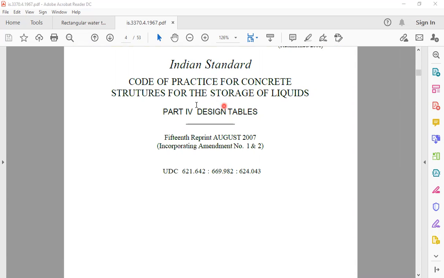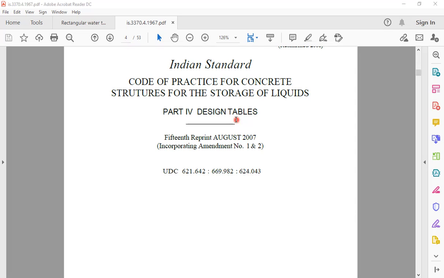You may see, I mentioned here the Indian Standard code of practice for concrete structures for the storage of liquids, part 4. Here they have mentioned it as design tables. So this codebook contains design tables which will be used by designers for various constraints, like whether it is circular or rectangular. Again, in circular or rectangular, what is the type of joint, whether it is hinged or fixed, and whether the tank is open to atmosphere or has a top slab, whether that is fixed or hinged. Again, at the bottom slab, whether the slab is hinged or fixed to the walls. That is another constraint here.